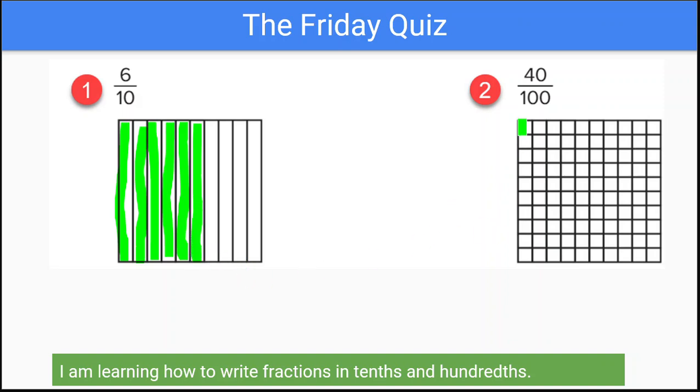Now this one right here says 40 hundredths, and it doesn't matter which way you go. You could go this way right here. So there's 10 hundredths like that. There's 20. There's 30. And there's 40 out of 100. That's 40 hundredths. Kids, you're learning how to write fractions in tenths and hundredths.